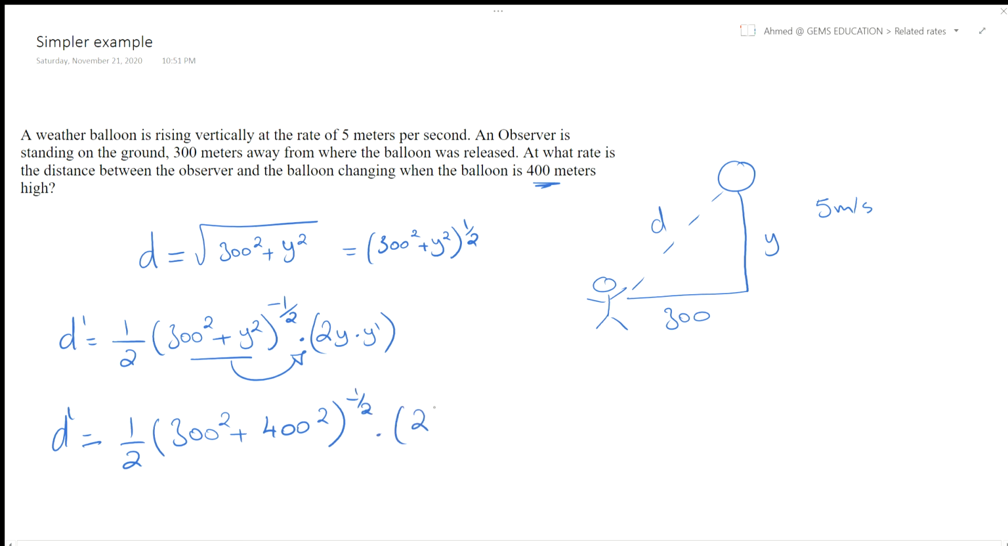multiplied by 2 times 400 again, which is the y, multiplied by the rate of change of y, which is 5 meters per second. Once you put all of this on your calculator, you'll get the number 4. And again, remember that this is 4 meters per second. That's the rate of change of the distance between the observer and the weather balloon. That's it.